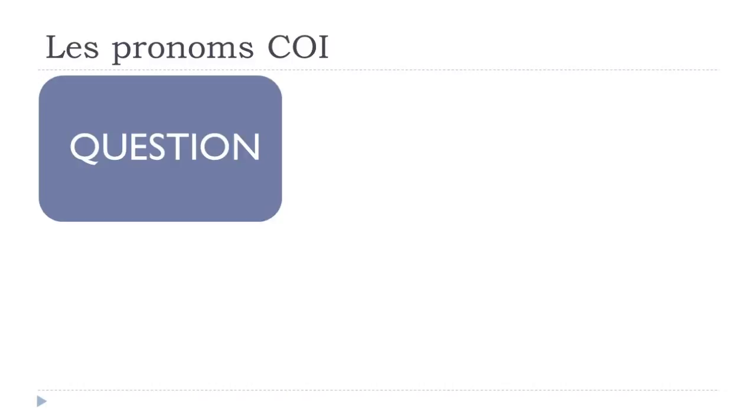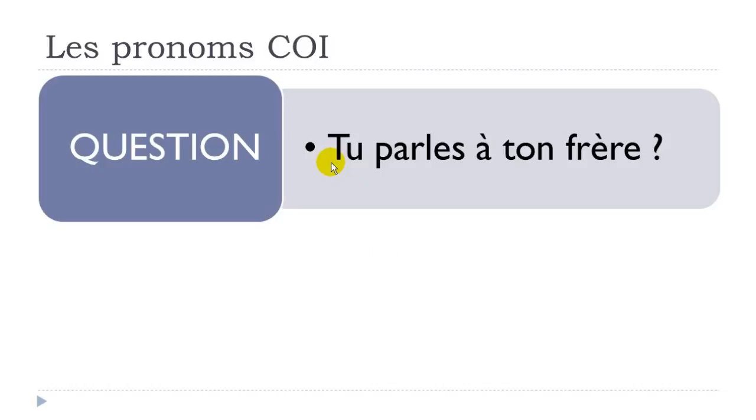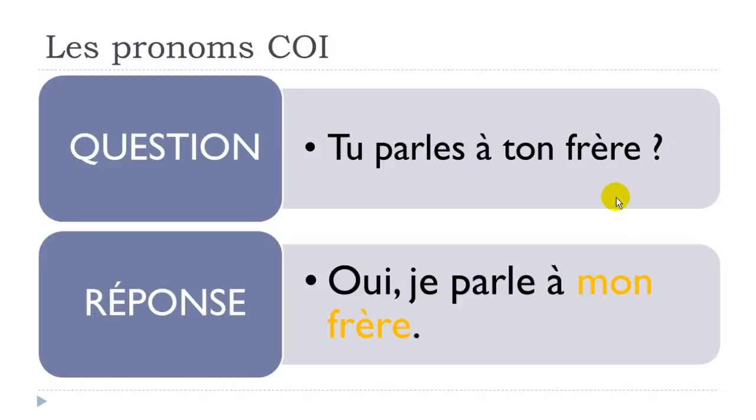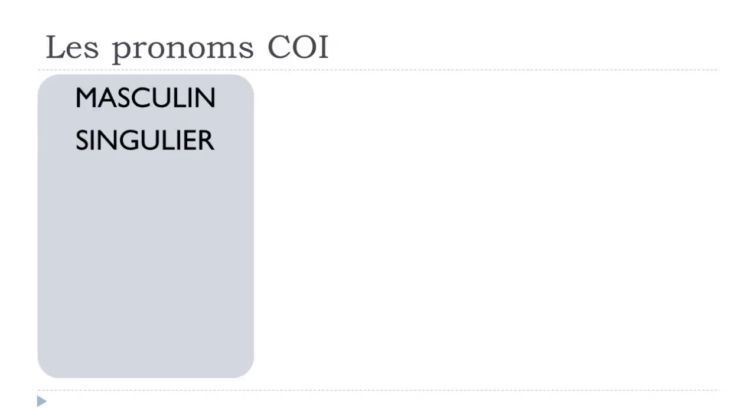So let's see the question. You can ask the question, so it's the same. Tu parles à ton frère, and then the answer that you could give, of course, would be oui, je parle à mon frère. But in most cases in French we won't repeat this à mon frère part. We'd rather use pronouns just to avoid repeating this complément d'objet indirect. So we'll see how they go.